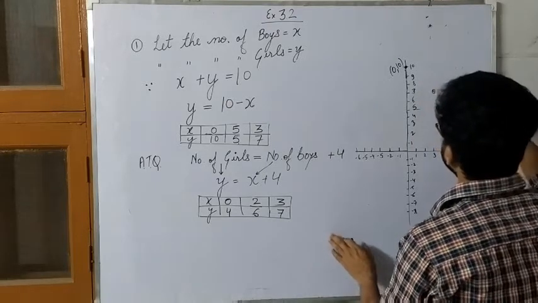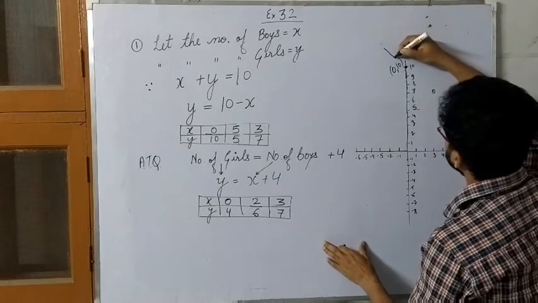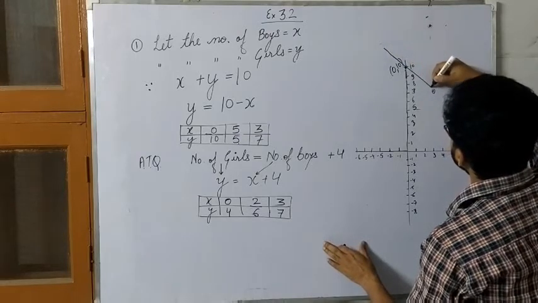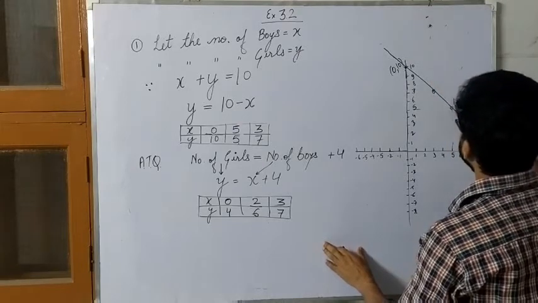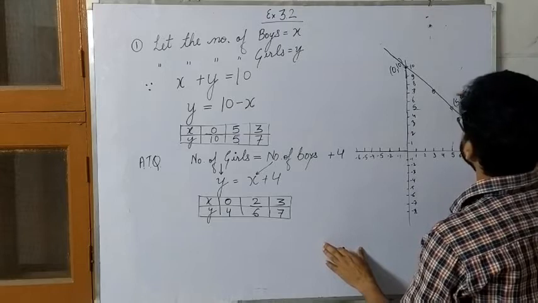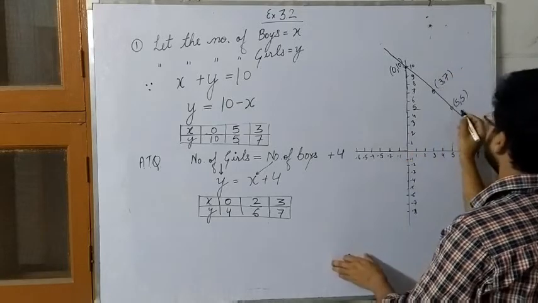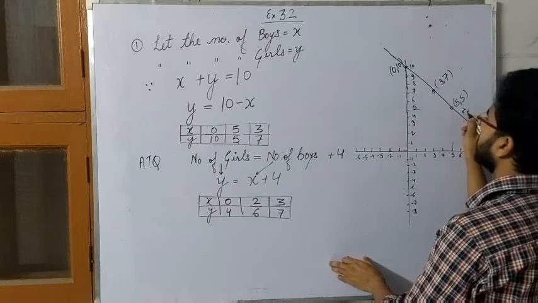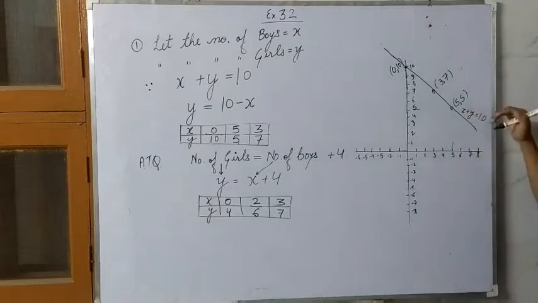Now what we will do? We will join these with the help of a scale, and we will get a straight line. Name these points: this was 5, 5, and this was 3, 7, and write down the equation on this line. This was x plus y equals 10. In 9th class also we used to write this.